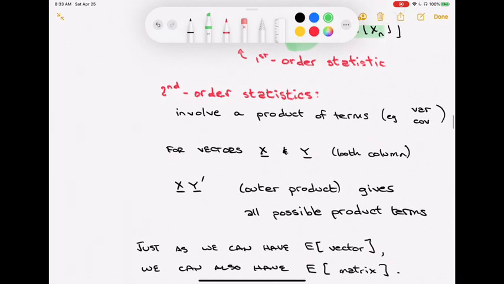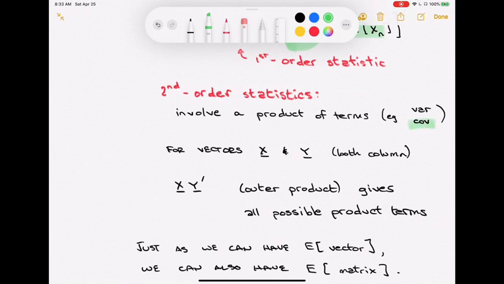Second order statistics involve a product of terms. We've seen stuff like this in the univariate case, for example. We saw things like variance, right? That was a mean adjusted second moment. So it's a second order statistic, something squared, if you will. In that particular case, looking at the variance, it was of a variable times itself. We can also take an expected value of one variable times another variable, or the mean adjusted versions of those. That could lead to things like covariance, okay?